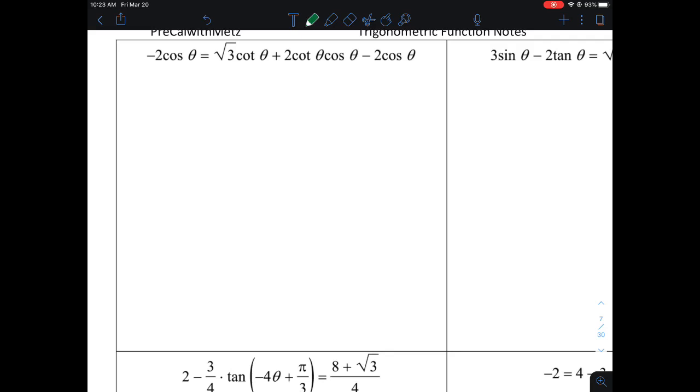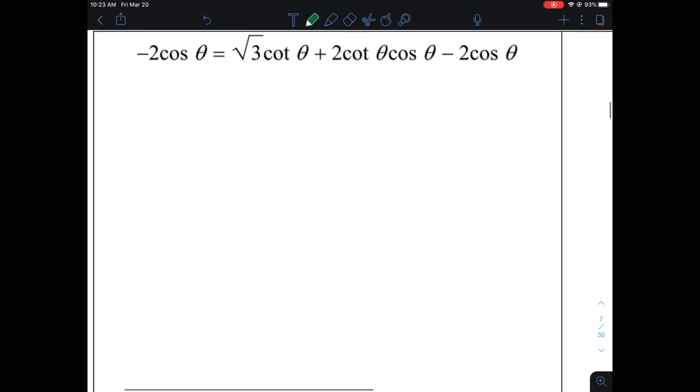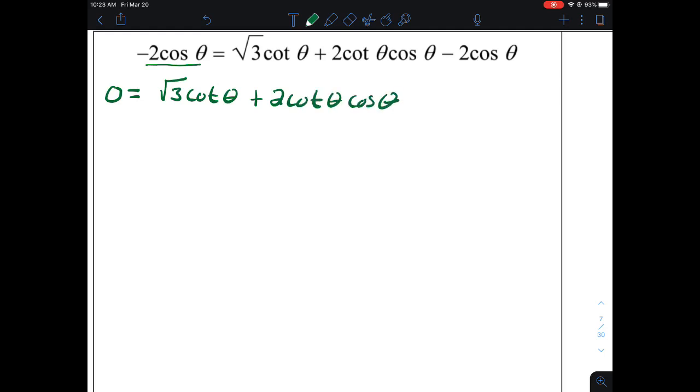All right, next one here. All right, this one looks real ugly, but I have the same approach. So I'll zoom in so I have a little bit more writing room. I need to get everything on the same side here because I see multiple trig functions. So I'm going to move this negative 2 cosine of theta to the other side. And when I do that, I'd have 0 equals the square root of 3 cotangent of theta plus 2 cotangent of theta cosine of theta, and then that's it, because these two would cancel out here.